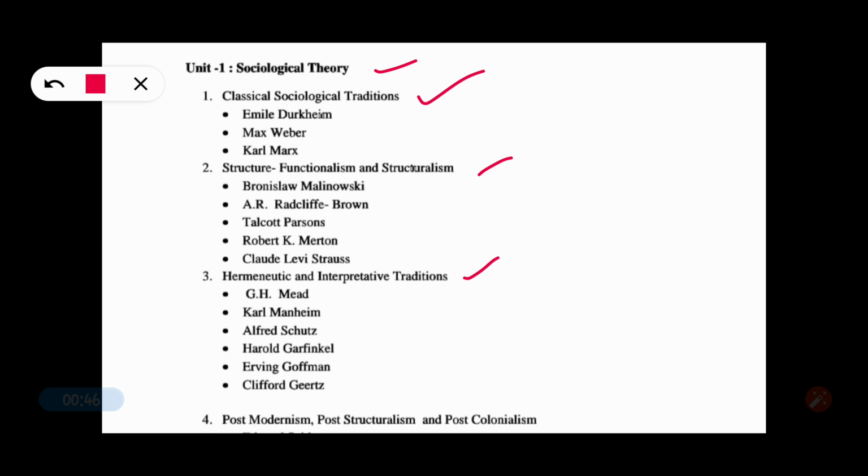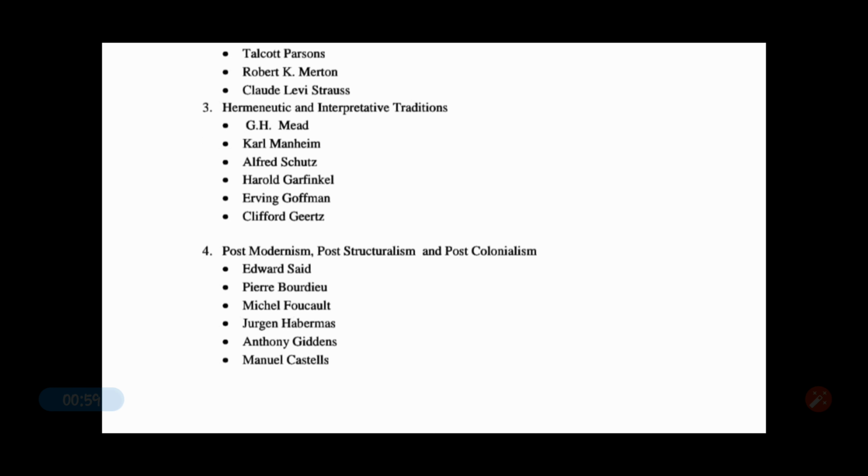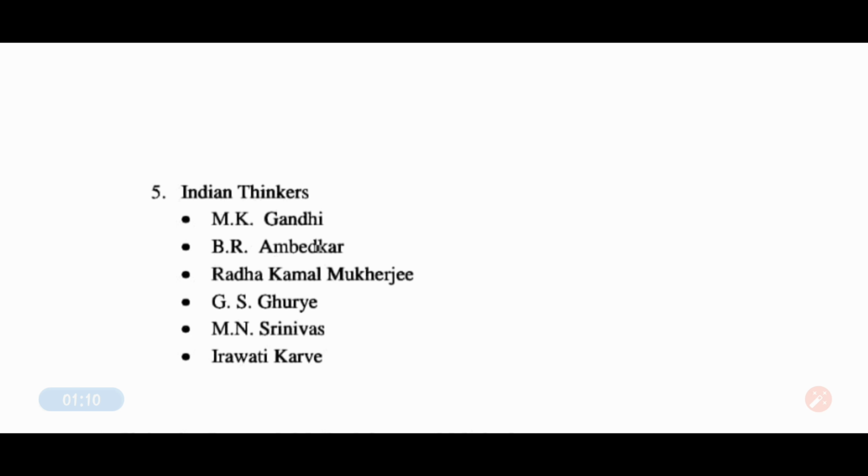The third one we have is hermeneutic and interpretive traditions, and under it you have G.H. Mead, Karl Mannheim, Alfred Schutz, Harold Garfinkel, Irving Goffman and Clifford Geertz. The fourth one we have is postmodernism, post-structuralism and post-colonialism, and under it you have Edward Said, Pierre Bourdieu, Michel Foucault, Habermas, Anthony Giddens and Manuel Castells. The fifth subunit of the first unit is about Indian thinkers, where you will have to learn about Mahatma Gandhi, B.R. Ambedkar, Radha Kamal Mukherjee, G.S. Ghurye, M.N. Srinivas and Iravati Karve.